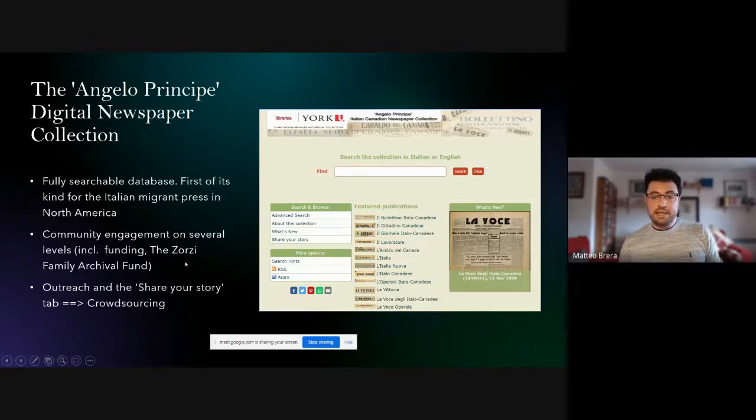And again, it started off as a community-driven and community-related venture, partially community-funded, but mostly community-funded. It was funded by the Zorzi Family Archival Fund and co-sponsored by the Faculty of Liberal Arts and Professional Studies at York University.